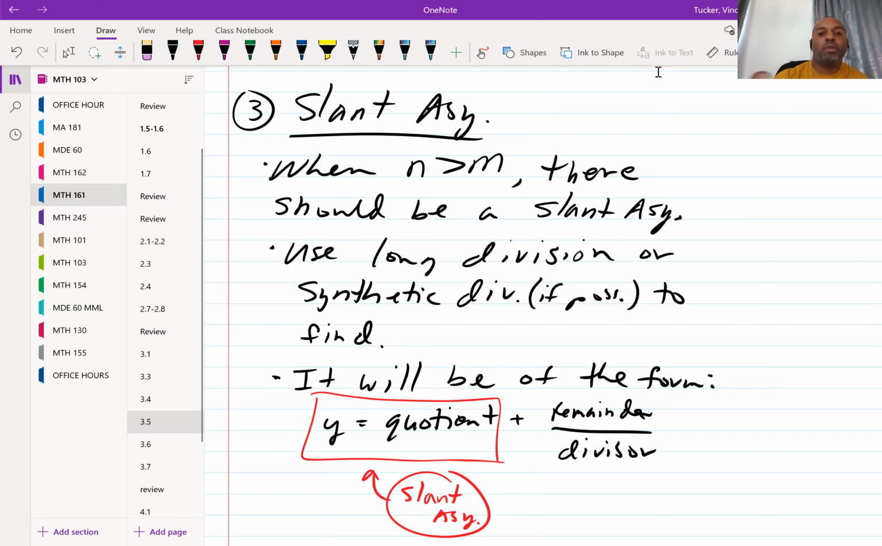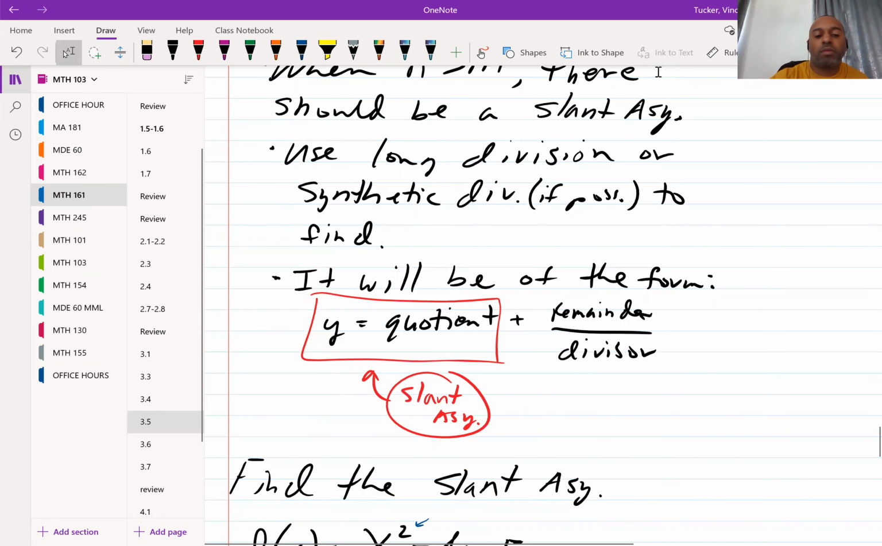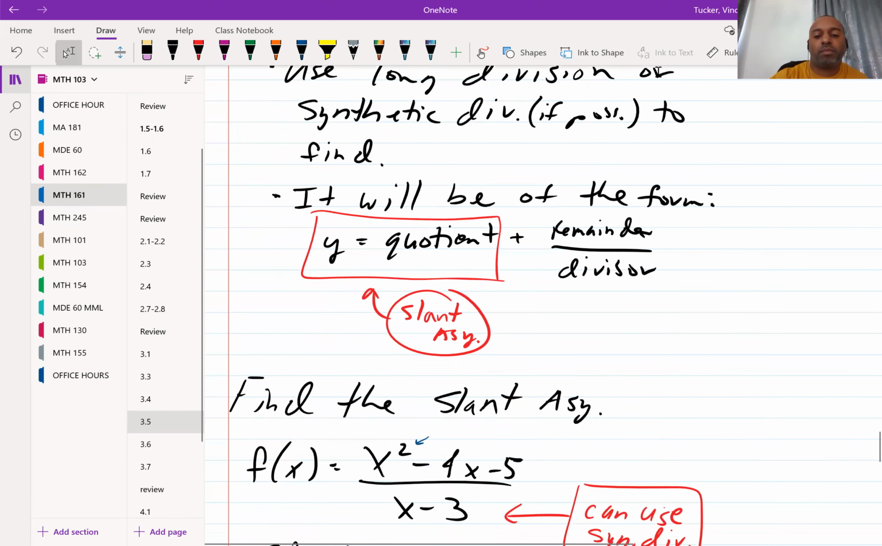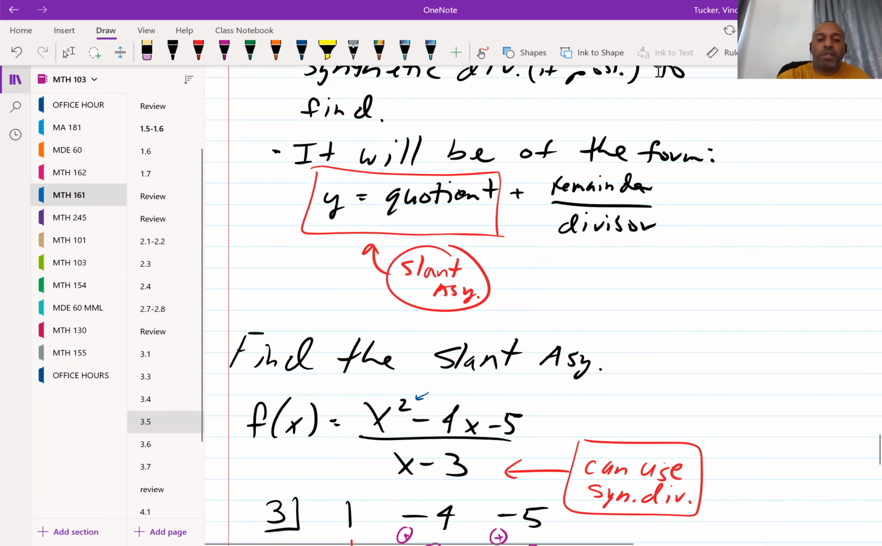All right, can we go to an example? Everybody good? All right, so it says find the slant asymptote. Notice that our numerator's exponent is higher than our denominator's exponent. And since we have the form of x minus 3, I just went ahead and used synthetic division here.